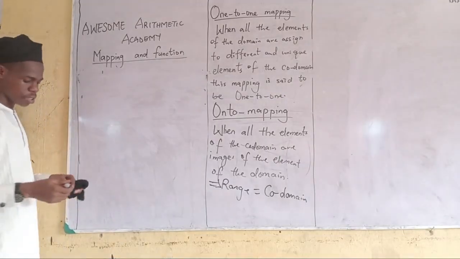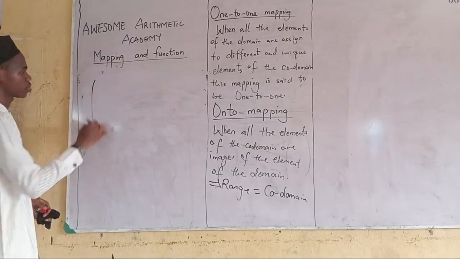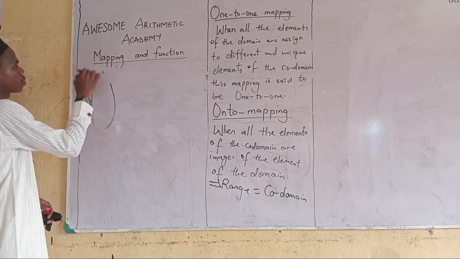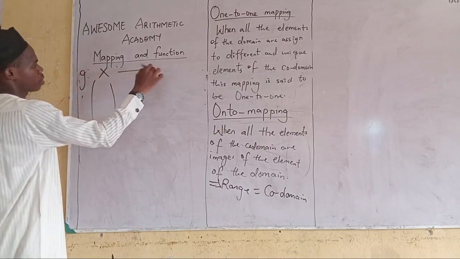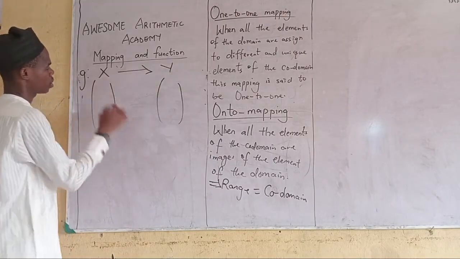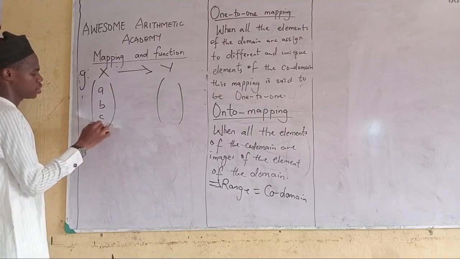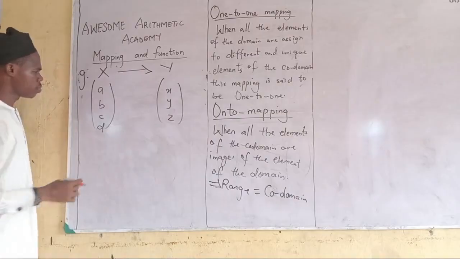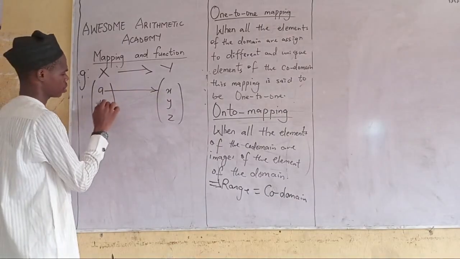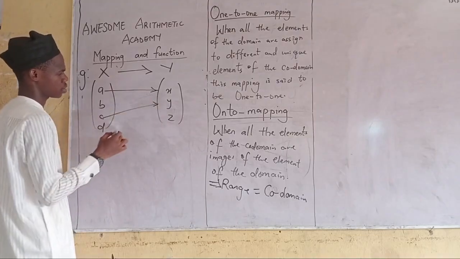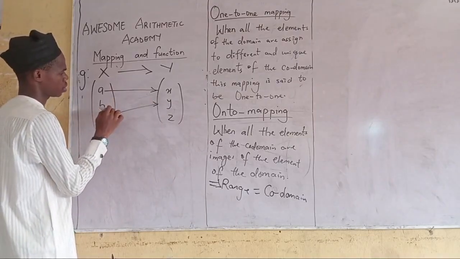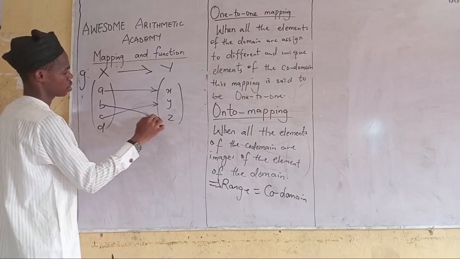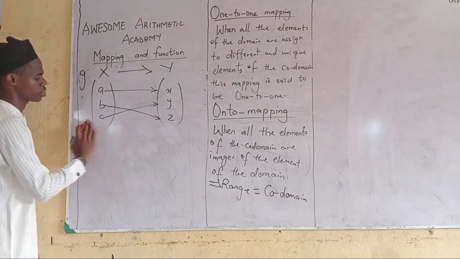So let's say, for instance, if I have, let me use another letter now, x mapped to y. I have a, b, c, d here, and then I have x, y, z here. So in this case, if I have something like this, okay, let me clean this.